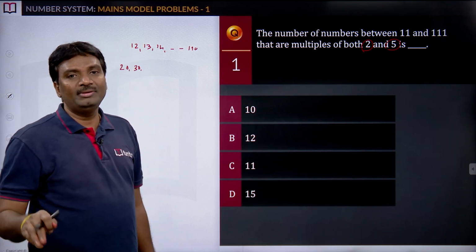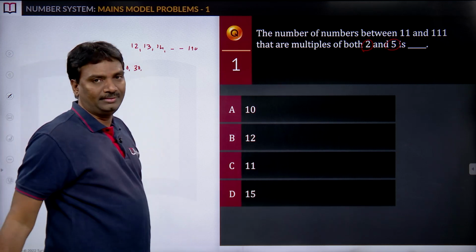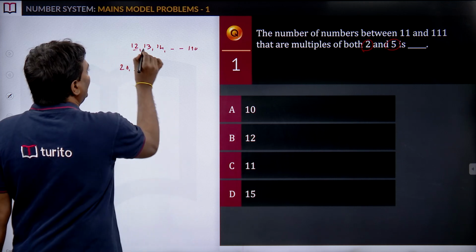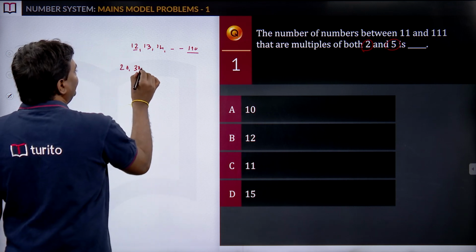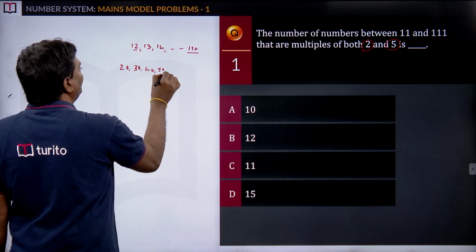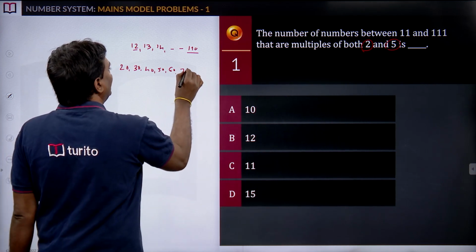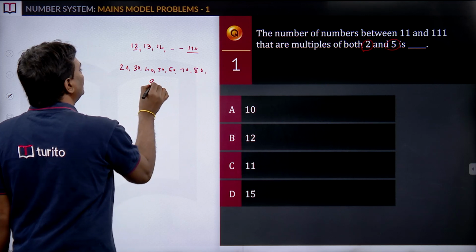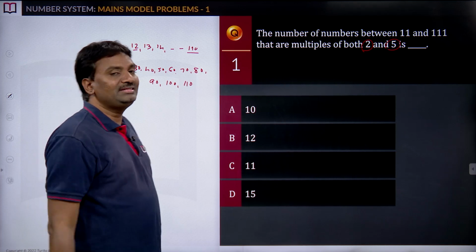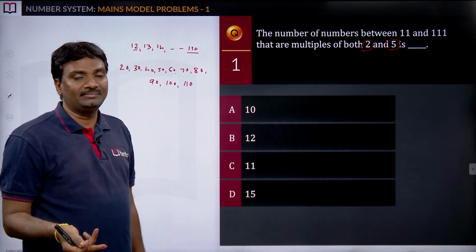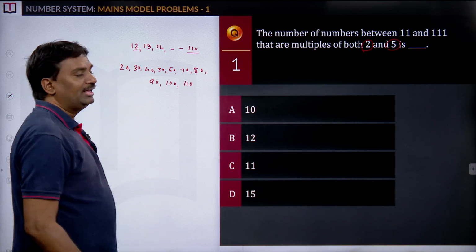All the multiples of 10 means just write the 10th table. 10 into 1 is 10, but 10 is not there because here the first number is 12, the last number is 110. Okay. So, 10, 20, 30, 40, 50, 60, 70, 80, 90, 100, 110. All these numbers should be divisible by 10. Divisible by 10 means they are also divisible by 2 and 5. Just count them.